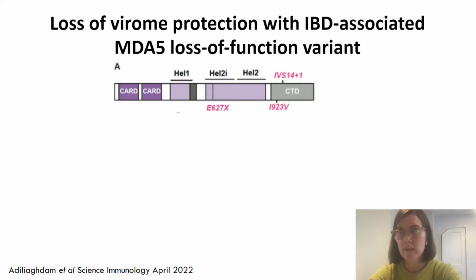This shows us that MDA5 in the gut, at least, is really needed for maintaining intestinal health in response to the virome. In pink here are the main mutations that associate with inflammatory bowel disease. Either isoleucine 923 in the C-terminal domain is mutated to a valine, or you have a splice variant in the C-terminal domain, or you have this truncated mutant, which essentially truncates here. So all of these end up with a lack of function C-terminal domain.